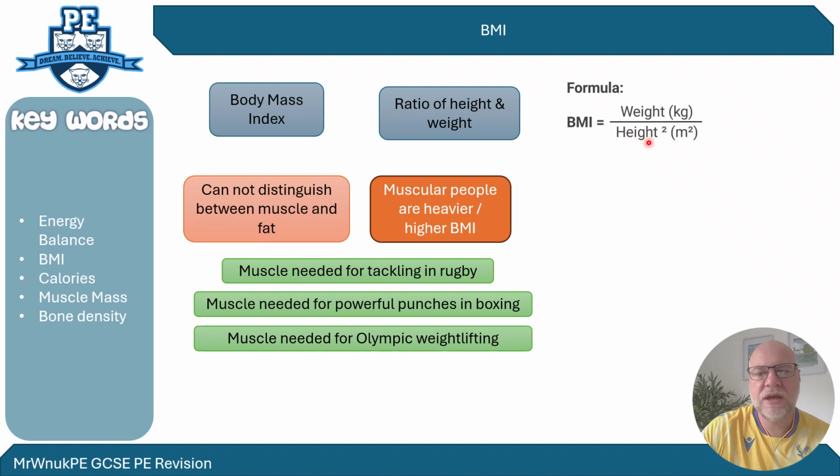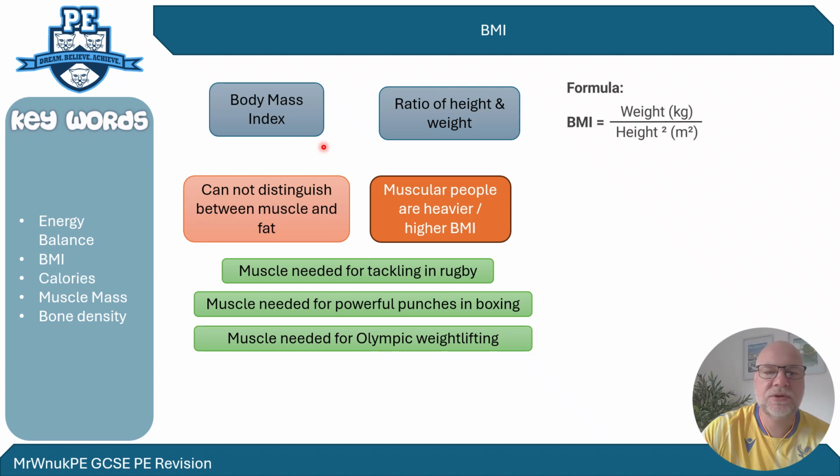Now, very rarely will you be asked to complete the actual formula. But it's worth just knowing the formula, which is basically your weight in kilos divided by your height squared in meters, which is hard to remember. So if you can just remember it's a ratio of your height and weight, you should be okay in the exam question. Now there we have problems with the body mass index.